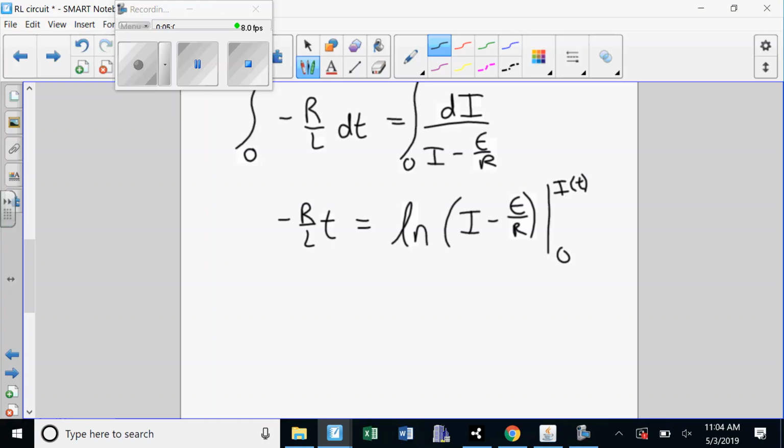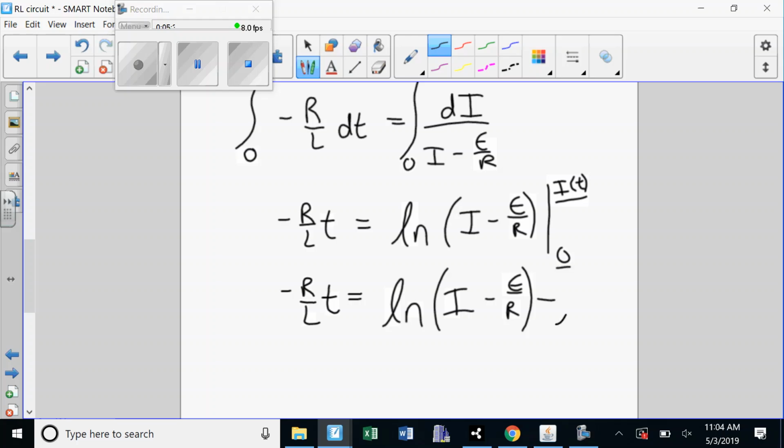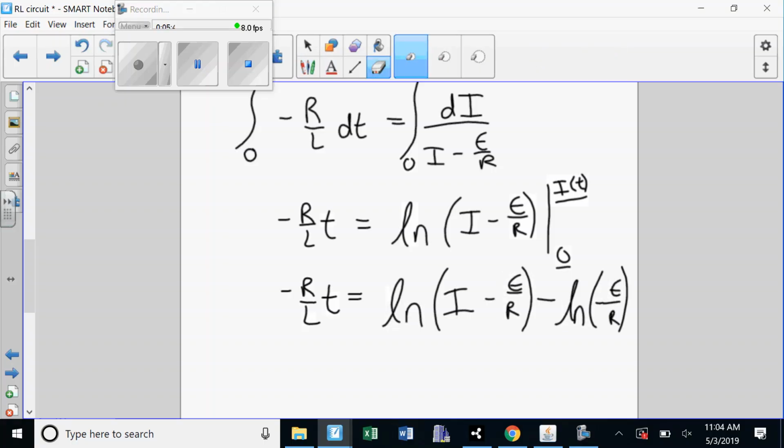Over here on the right side, 0 is going to contribute something. So we need to make sure that we don't forget that step. So minus R over L t. I'm going to go ahead and put my integration bounds in when I evaluate with just current. I get ln of I minus epsilon over R, minus, and then when I evaluate it with 0, I do get a term here. It's ln of minus epsilon over R. I lost my negative there. So minus epsilon over R.